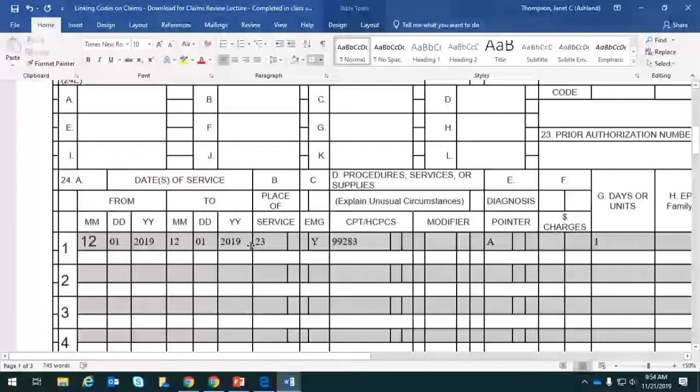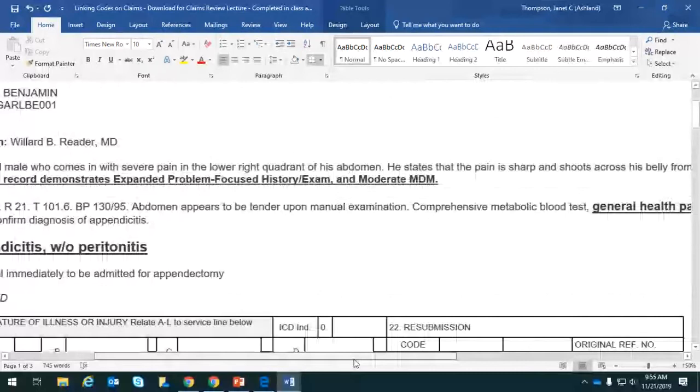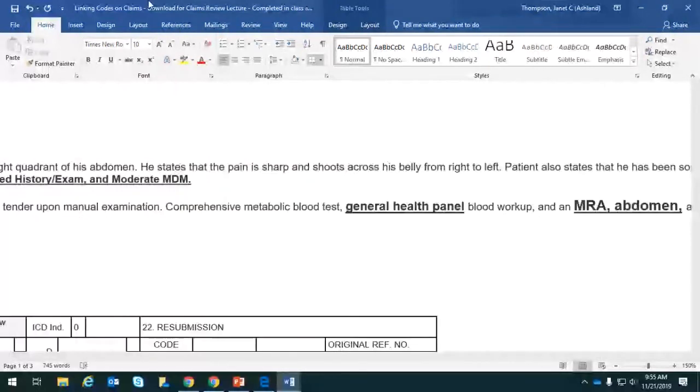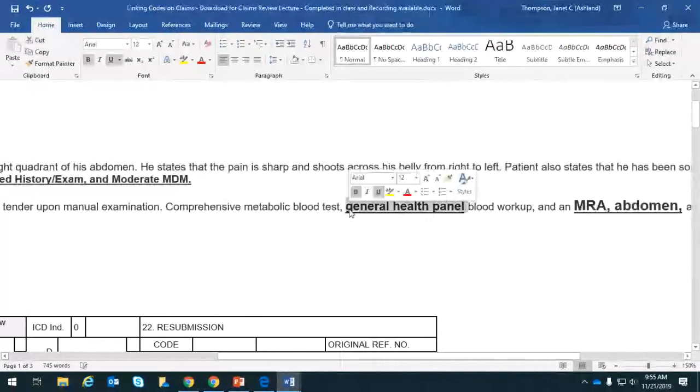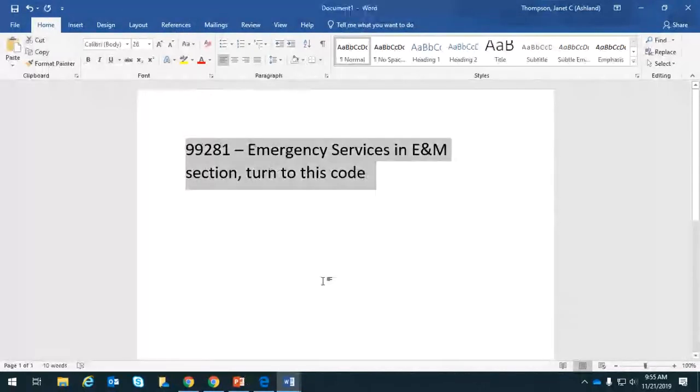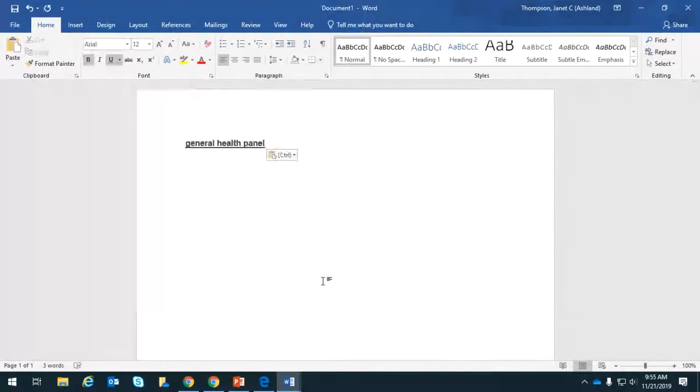And the next thing's highlighted. We have a general health panel and an MRI. So this ties in well to what we covered today. We're covering laboratory coding and radiology coding. So a general health panel, let's look this up first. It's going to be an organ panel. We're going to learn what these are today. Okay, so for a general health panel, go to your CPT index and look up organ panel.